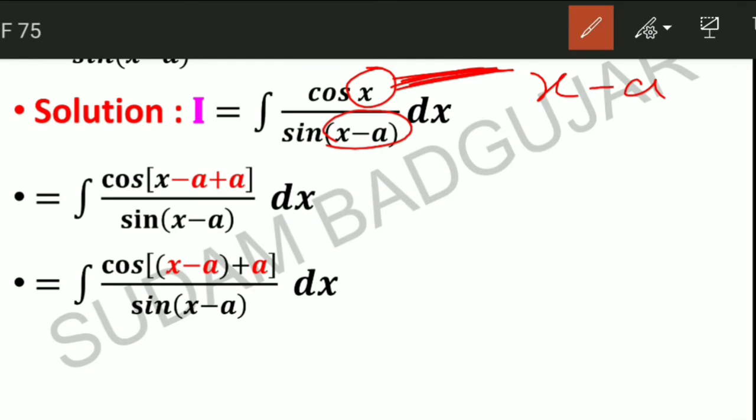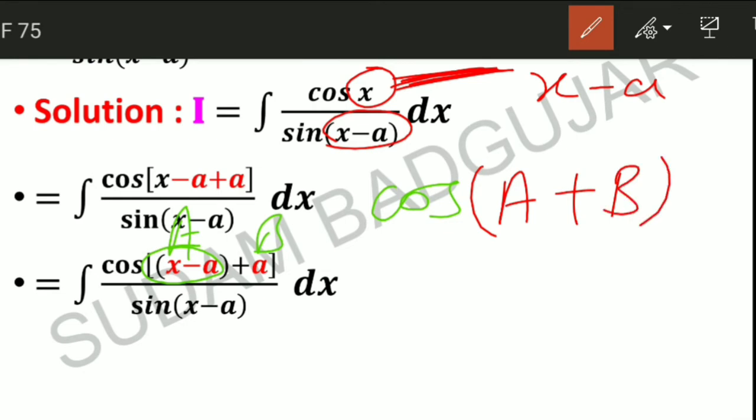It is nothing but this, which we consider as a, and this is considered as b. Then you will get the cos of a plus b form, that is the addition rule, and you are familiar with this. What is cos of a plus b? Cos a cos b minus sin a sin b.